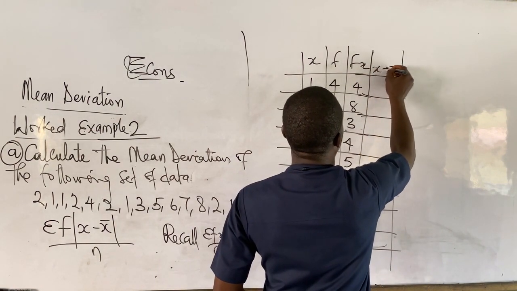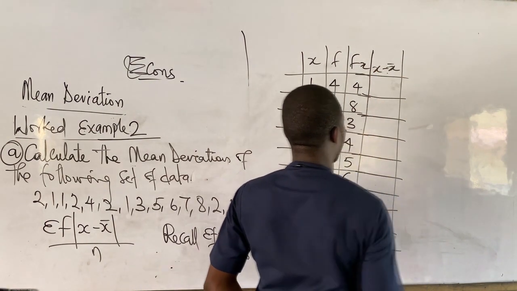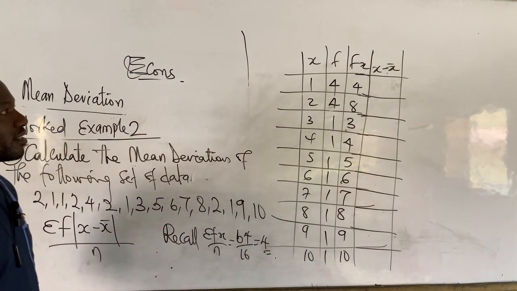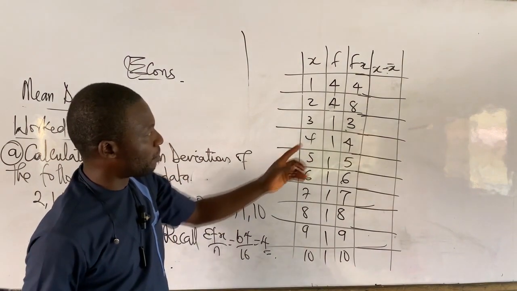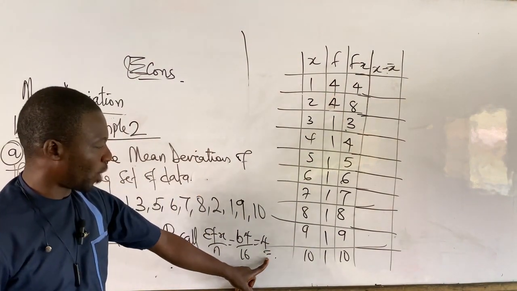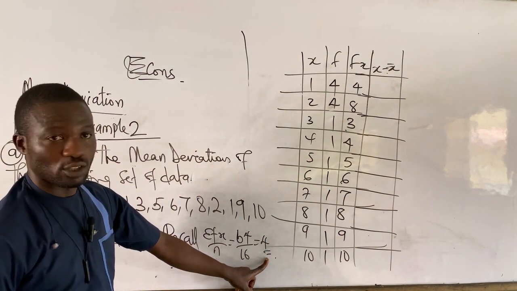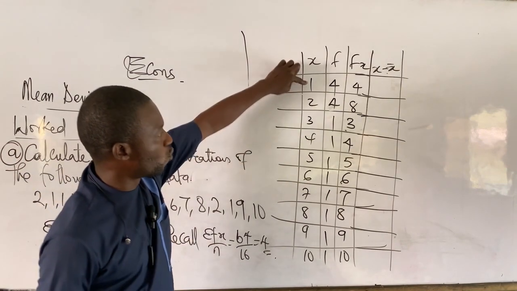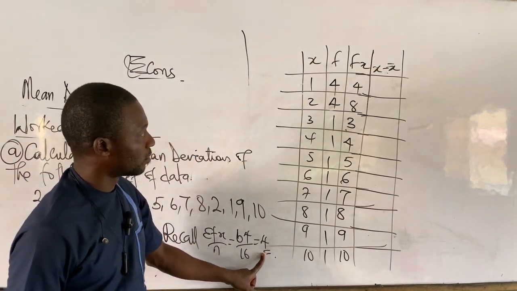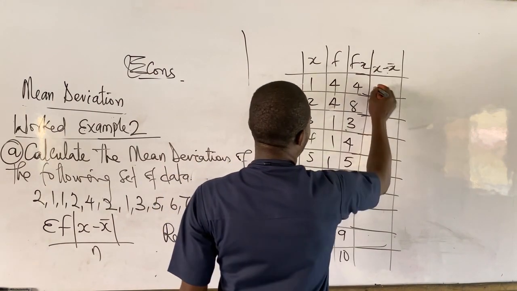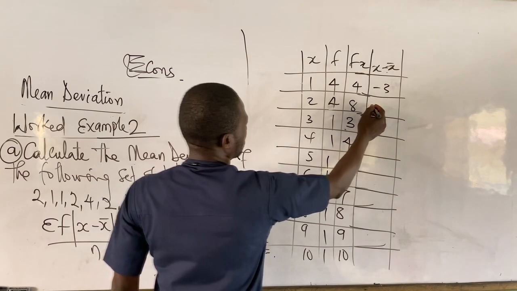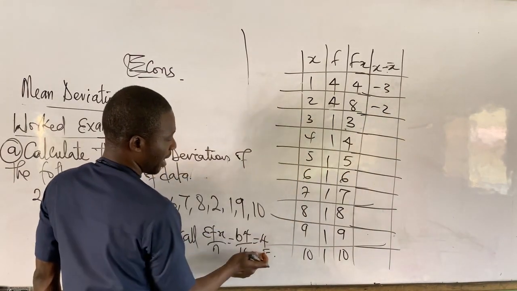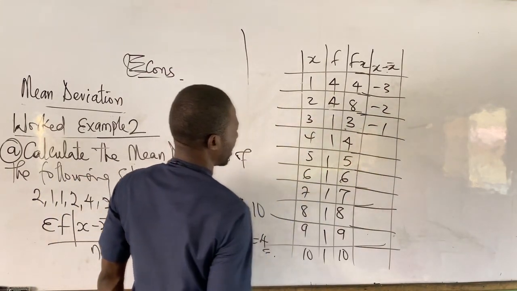So the formulation of columns again will be x minus bar x. What is the x? X, remember, are the values which we have here, and the bar x is the mean which we have as 4. So when we say x minus bar x, we mean 1 minus 4, which is going to give us minus 3. We mean 2 minus 4, which gives us minus 2. 3 minus 4 gives us minus 1.